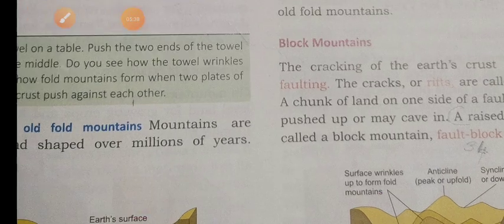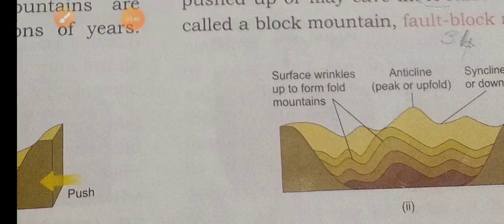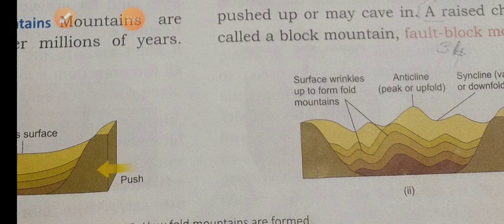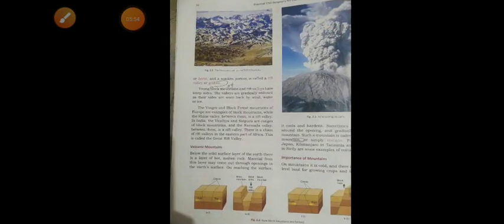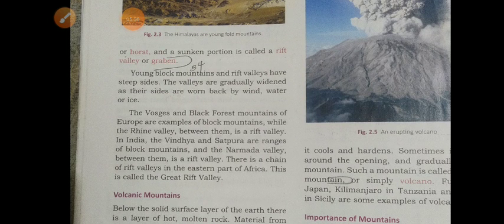What is a block mountain? A mountain formed along a deep crack in the earth's surface. When a chunk of land on one side of the crack gets pushed up, it is called a block mountain. Okay, and then we discussed Horst, Graben, Rift Valley, etc. Then the main point is volcanic mountain.